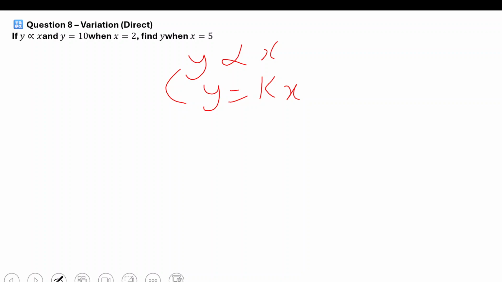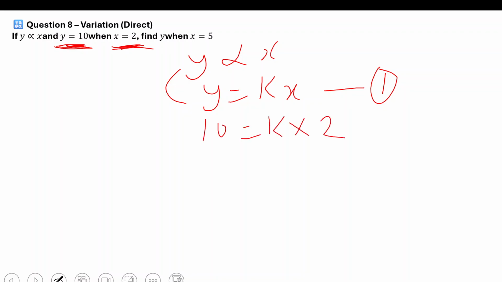Okay, so we have two instances of substitution. The first one is y is 10 when x is 2. So I want to find the value of k when y is 10 and x is 2. So k is always constant. Once you know what k is, you can bring it back and use it to find another variable in another instance, right? So for the first instance, y is 10 and x is 2. I write 10 is equals to k times 2. So k will be 10 over 2, which is 5. So k is 5.